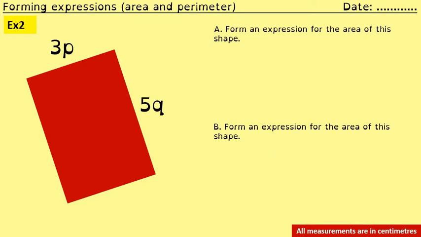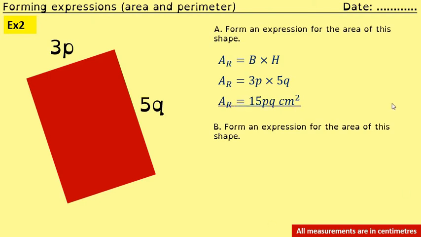Here's example 2. So here's another rectangle. This time I've got side lengths 3p and 5q. For the area, I'm going to use the same equation, base times height. That means I'm going to be doing 3p multiplied by 5q. And then I need to remember my rules when I'm multiplying terms here, don't I? I take out my multiplication symbol. I make sure my letters are in alphabetical order. So I'm going to have 15pq centimetres squared as my final answer.